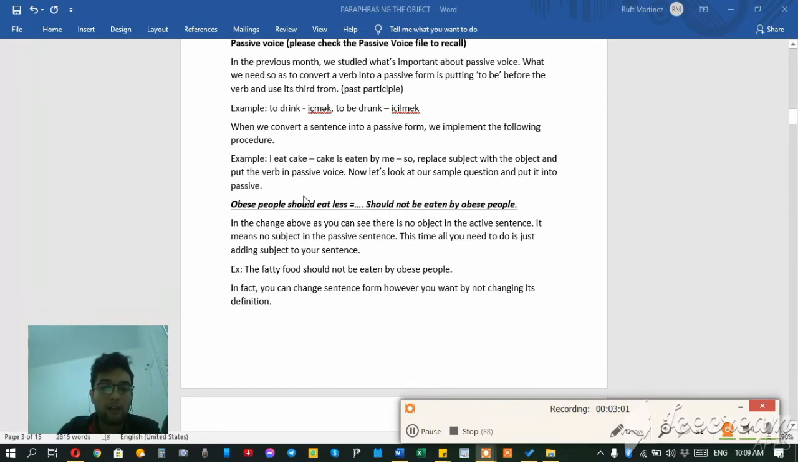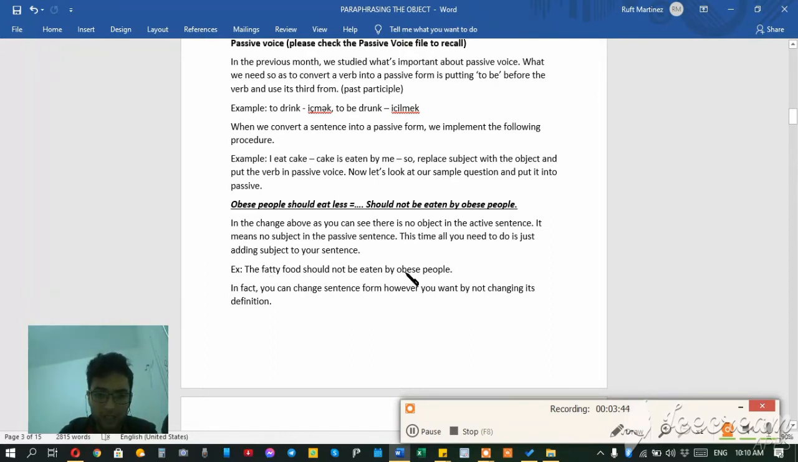So, obese people should eat less. Should not be eaten by obese people. What I'm doing here, from my understanding, is just adding a subject. Why? Here we don't have a subject and we don't have an object. Mainly when we convert active voice into passive voice, we bring the object into the subject's place and make it the subject. But here we don't have an object. That's why we're adding some subject from ourselves, like food shouldn't be eaten by obese people.